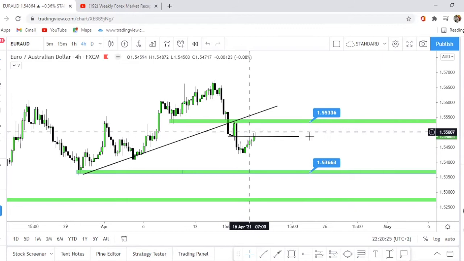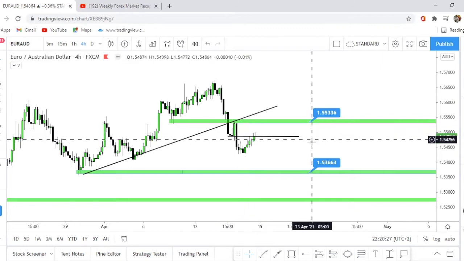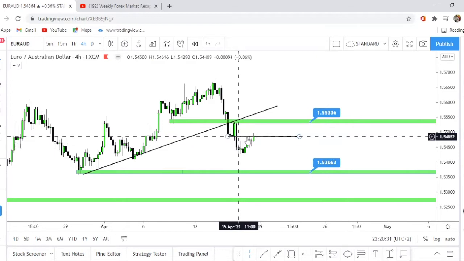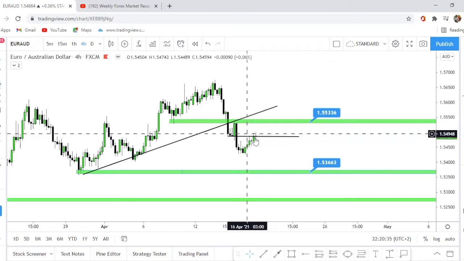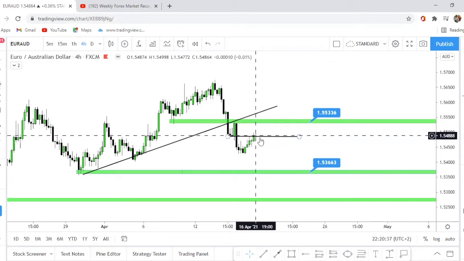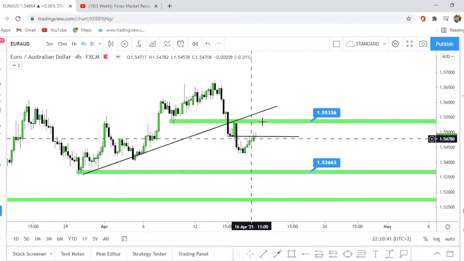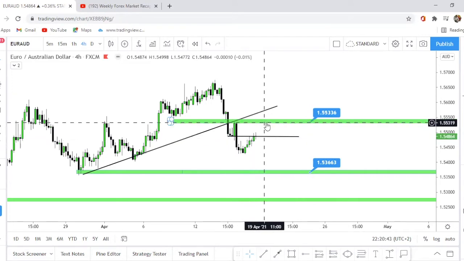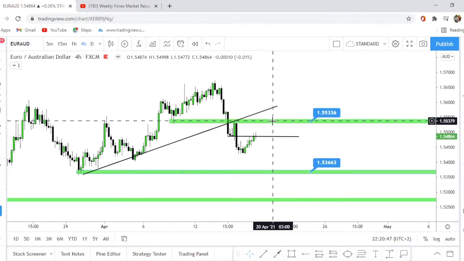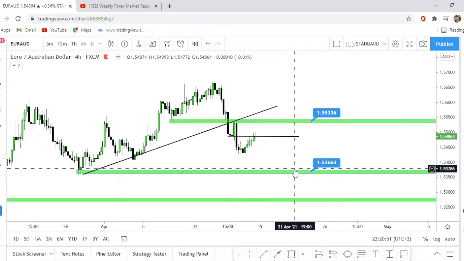If you are accustomed to going down to your lower time frames, you will see that there is an area here that is right now where price is playing around. We could see price continue moving down from this area, or we could see price pull back higher, back to this level, 1.55336, and then only continuing to go down.